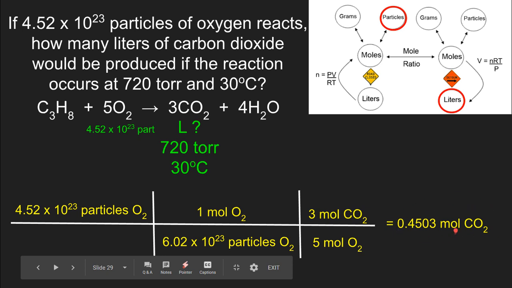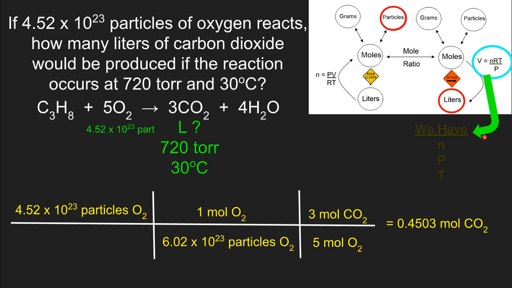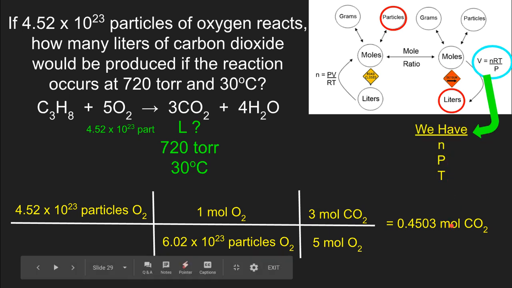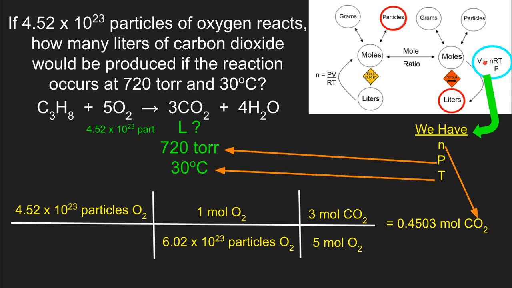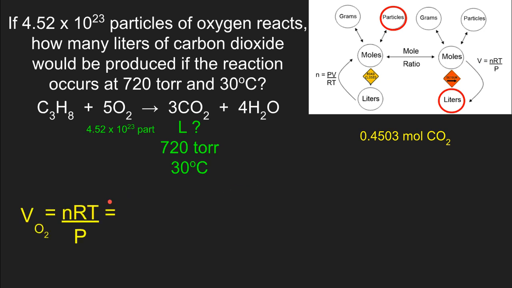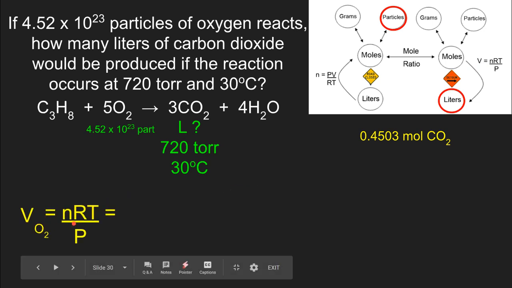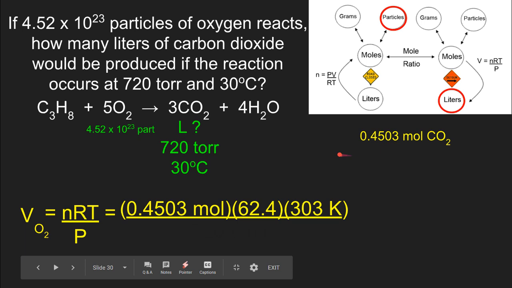0.4503 moles of CO2. We're going to take that number. Okay. We have N now. That's my N. We have a P right here. We have a T. So I can plug those 3 things in, N, T, and P, and I can solve for V. So that's my N. That's my P. That's my T. So now I plug it in, and I label it like this. So there's my N right here. There's my T, 273 plus 30, and there's my P.